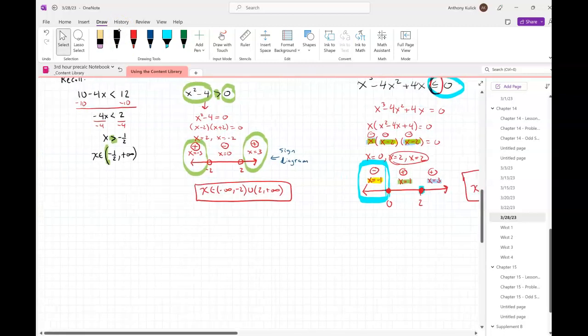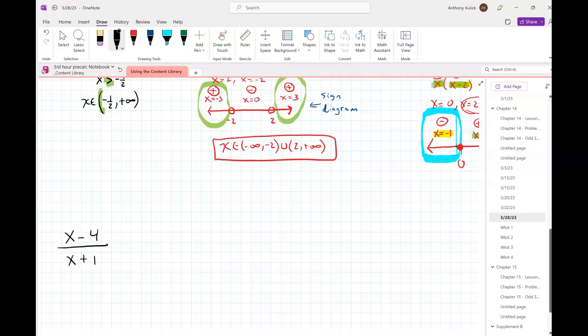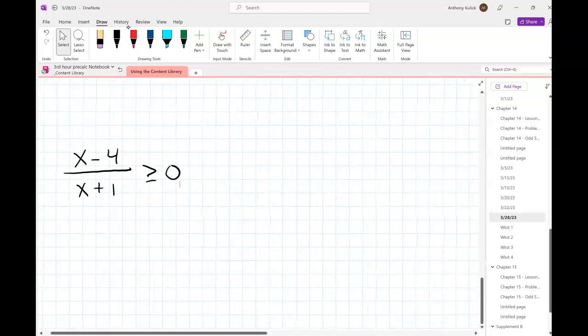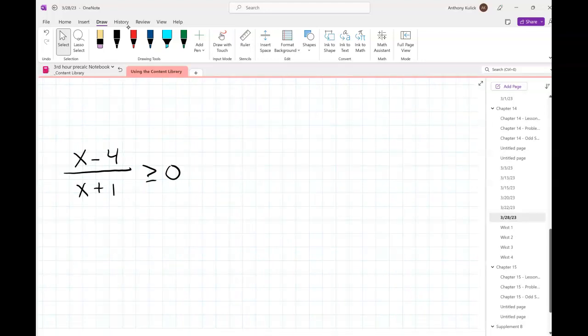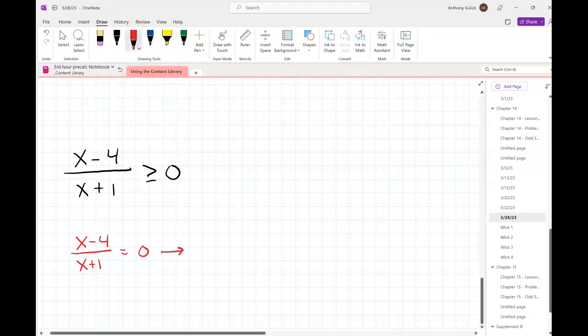All right. So now on to something that is dealing with rational functions. So we'll do this. We'll start the same way. We'll set this equal to 0. When is a fraction equal to 0? When the numerator is 0. Yes.